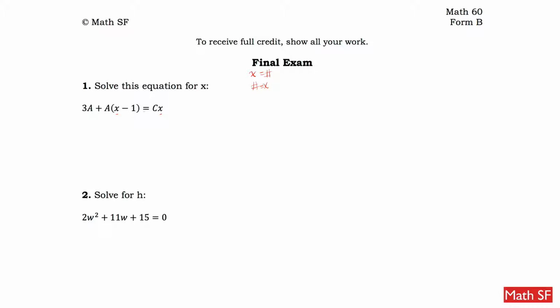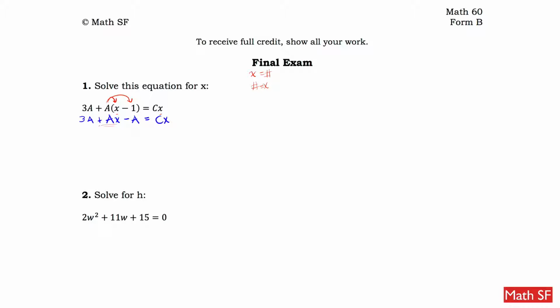Let's proceed with this problem. First of all, let's clear the parentheses. After clearing the parentheses, we're going to have 3a plus 8x minus a equal to cx. Now, we're trying to leave x by itself, but this 8x is here, and as we say, we have to look for the x's being just on a single side and the ones that do not have an x being on the other side.